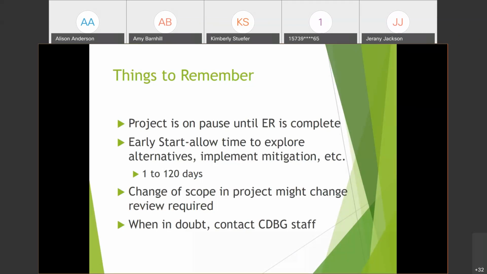Another thing to take into account is if there's a change of scope, the project might change the review required. And CDBG staff are always here and available to you.